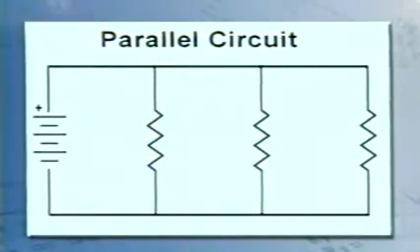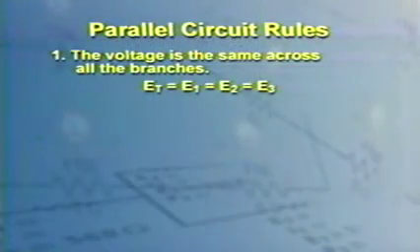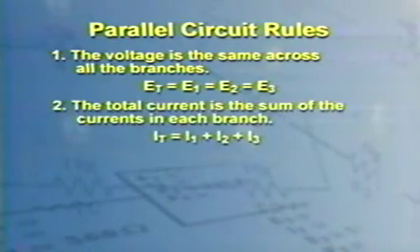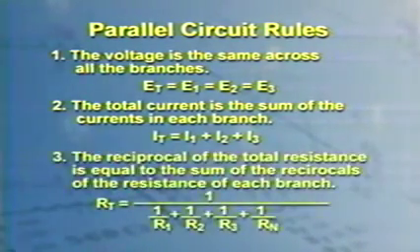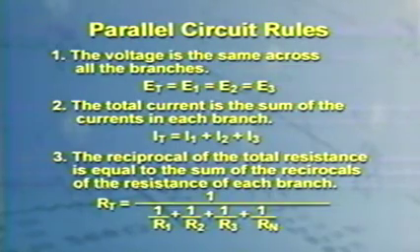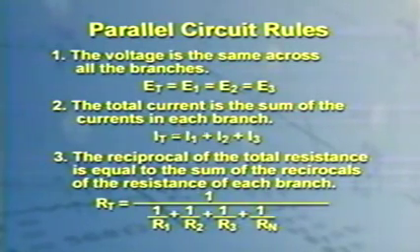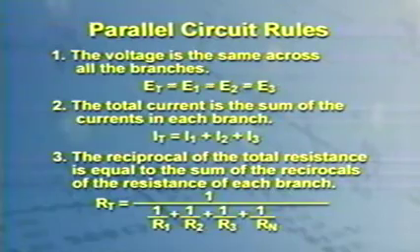Parallel circuits are circuits that contain more than one path for current flow. There are three rules concerning parallel circuits. The first rule states that the voltage is the same across all branches. The second rule states that the total current is the sum of the currents in each branch. The third rule states that the reciprocal of the total resistance is equal to the sum of the reciprocals of the resistance of each branch.